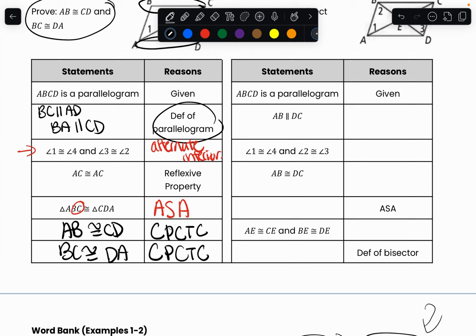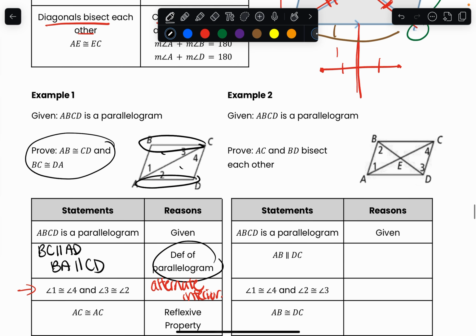And that finishes our proofs. Let's look at the next one. Example 2 here, we're given ABCD is a parallelogram. We're trying to prove that AC and BD bisect each other.